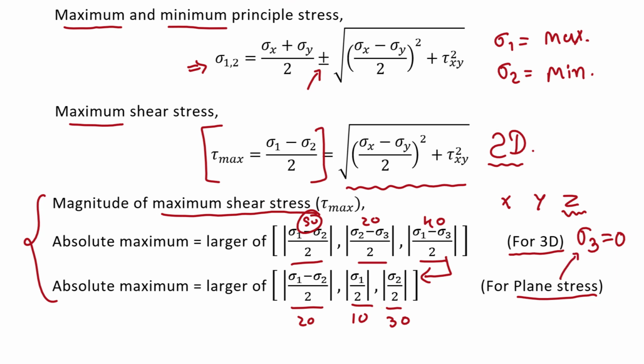Fine. And if nothing is mentioned in the question, meaning it is not mentioned whether it is the 2D case, the 3D case or the plane stress condition, then we have to take it as the 3D case, and if sigma 3 is not given, then we take sigma 3 equal to 0 and take the larger of these three values. Fine. So I hope you understand how to find the maximum shear stress in different conditions.